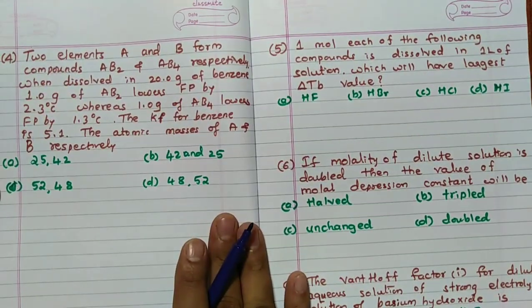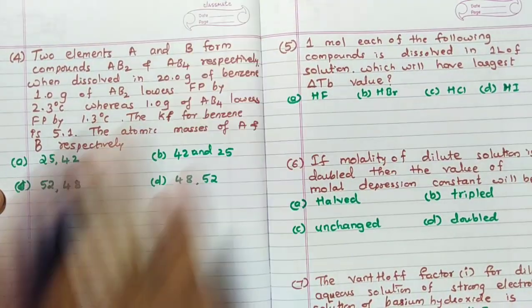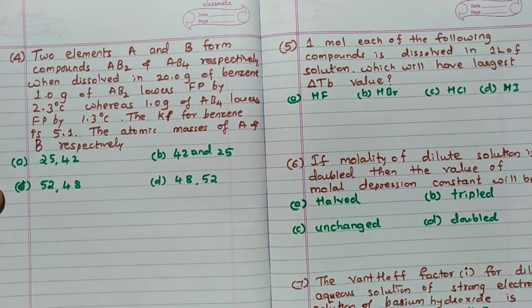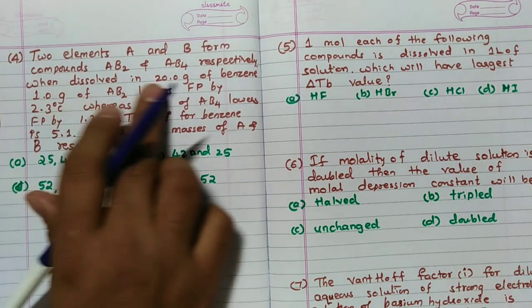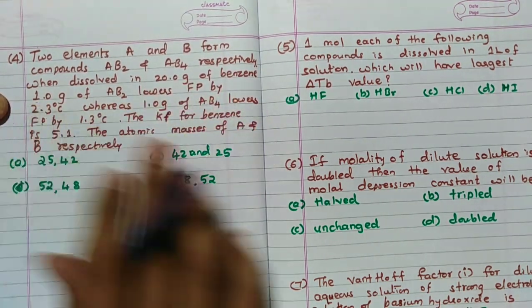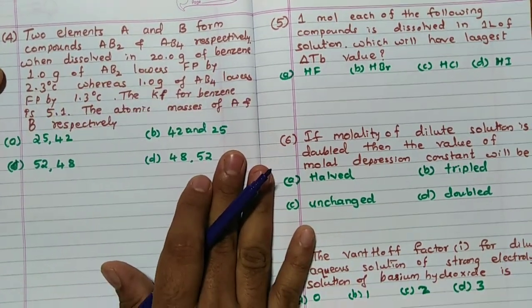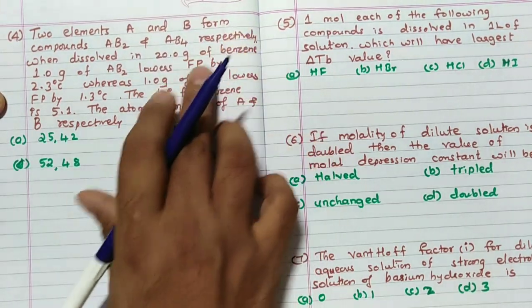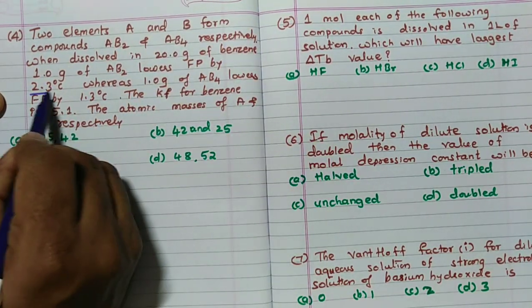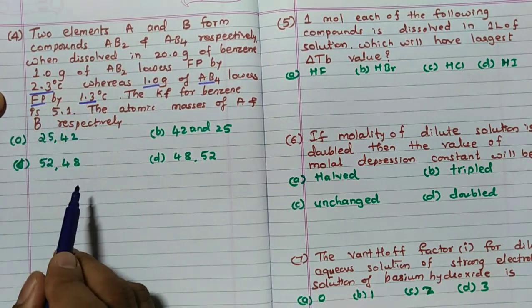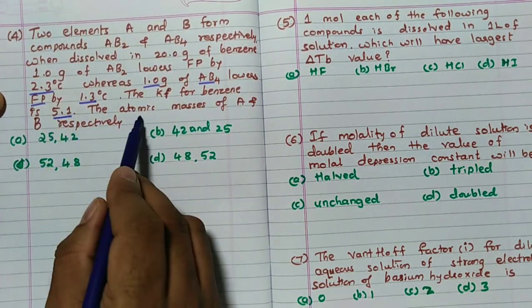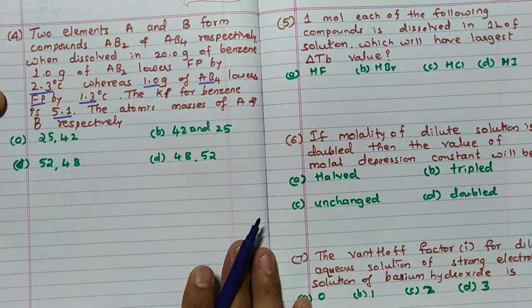Then fourth question. Two elements A and B form compounds AB2 and AB4 respectively. When dissolved in 20 gram of benzene, 1 gram of AB2 lowers the freezing point by 2.3 degrees Celsius. 1 gram of AB4 lowers the freezing point by 1.3 degrees Celsius. The Kf for benzene is given. Atomic mass of A and B they are asking.